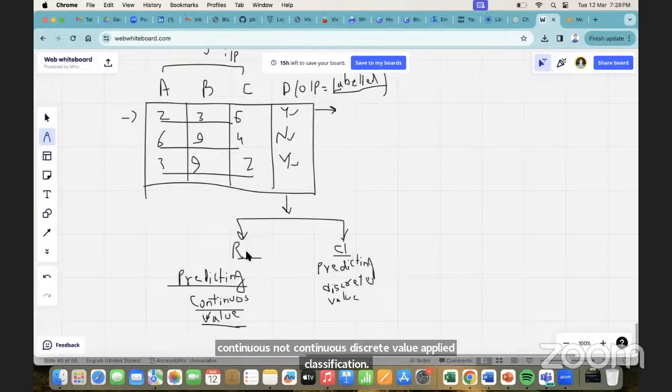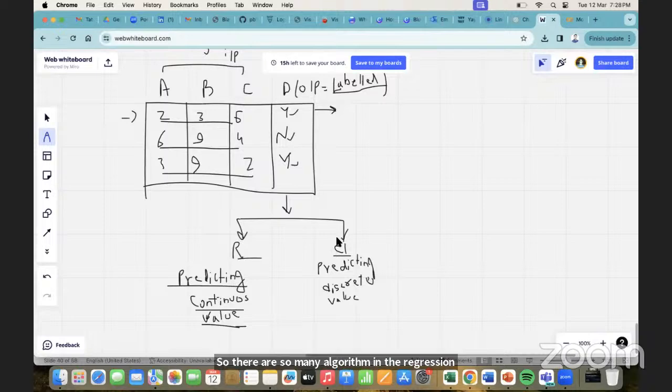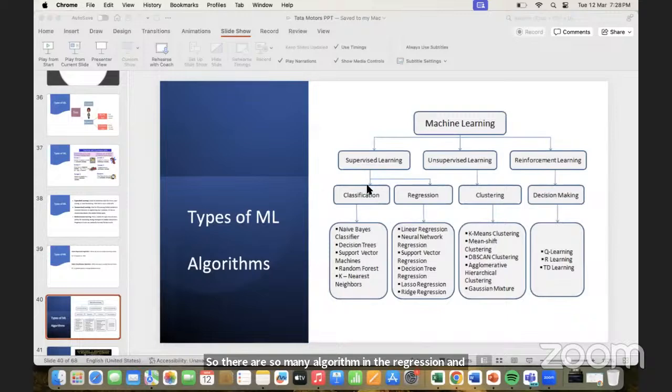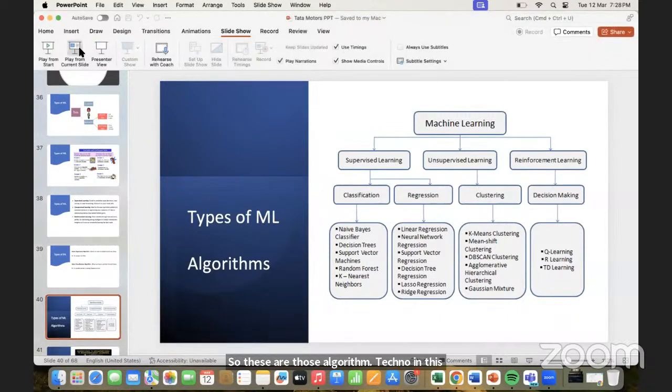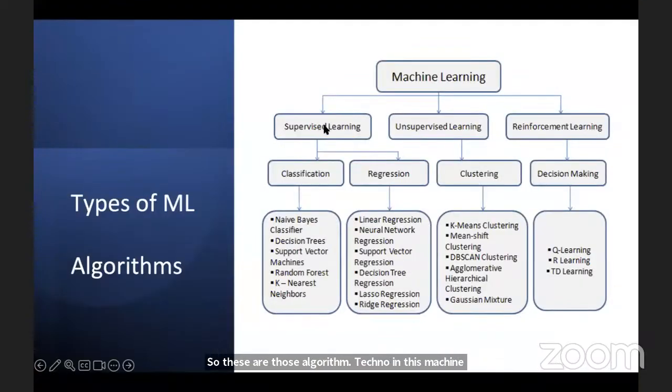There are so many algorithms in regression and so many algorithms in classification. Right now in machine learning we are learning supervised learning. In supervised learning, label data is compulsory, that is, output should be there. If the nature of output is continuous, we apply regression. If the nature of the output is discrete, we apply classification.